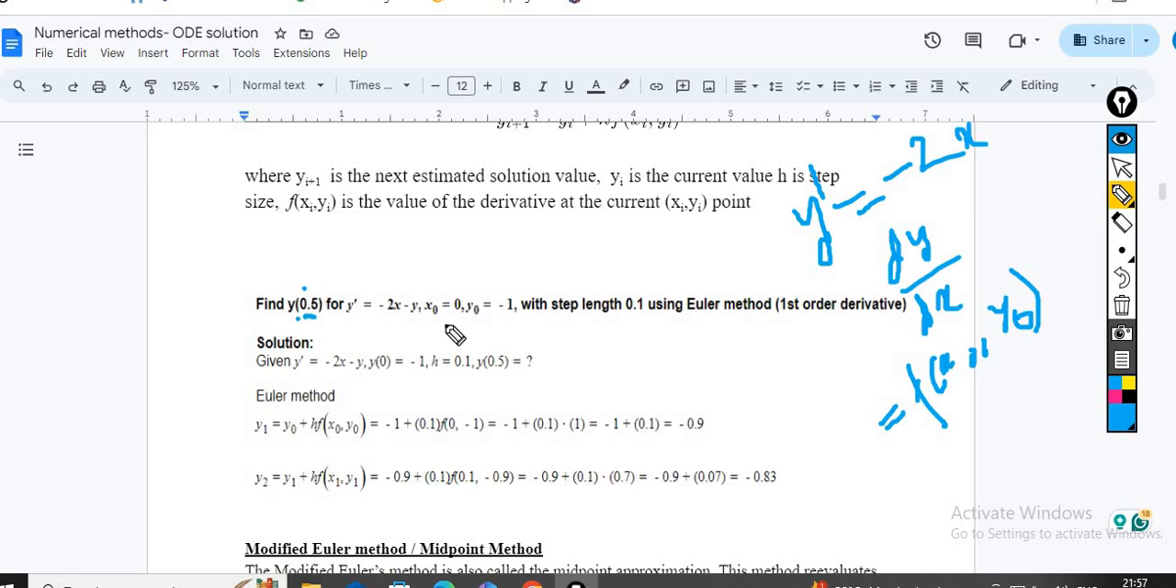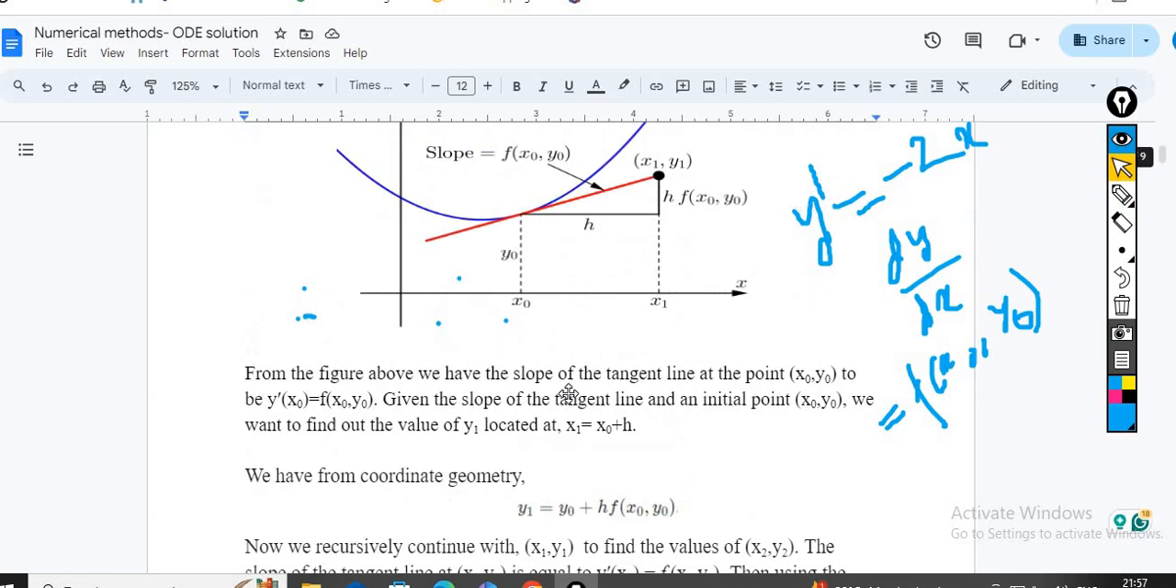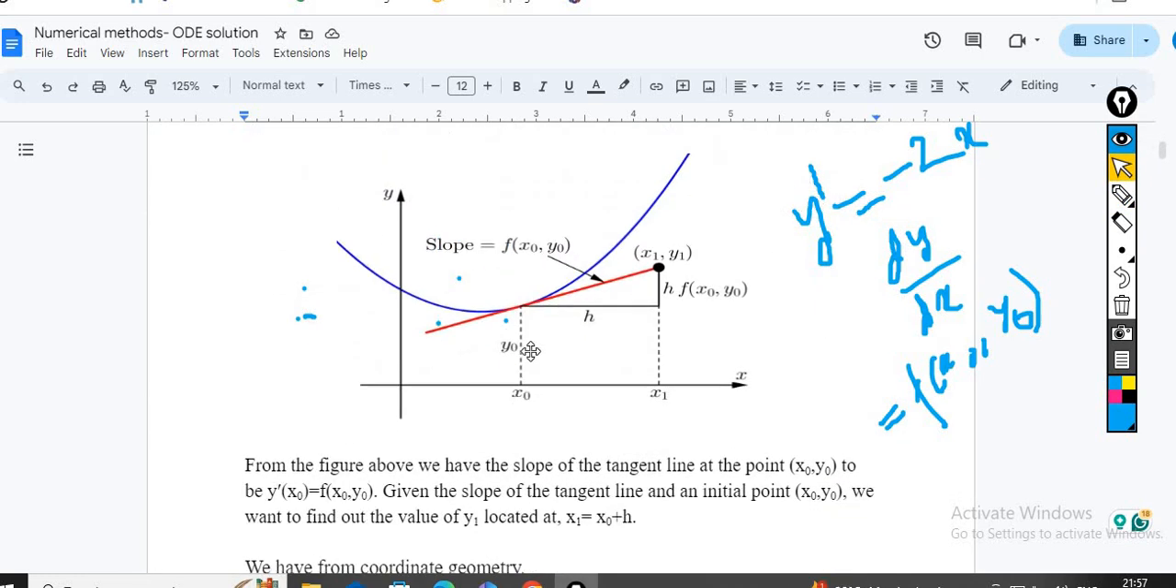And the value starts from x0, where x0 is 0, and y0 is minus 1. So we can refer to this particular problem, this particular curve. The x0 value is given, the y0 value is given. So you need to find its next value, that means you need to find the y1 value.